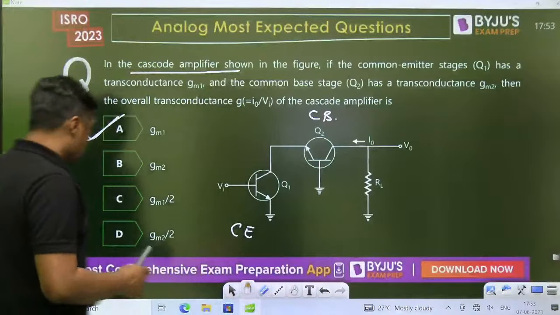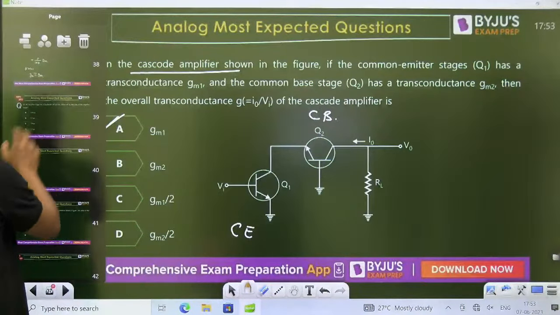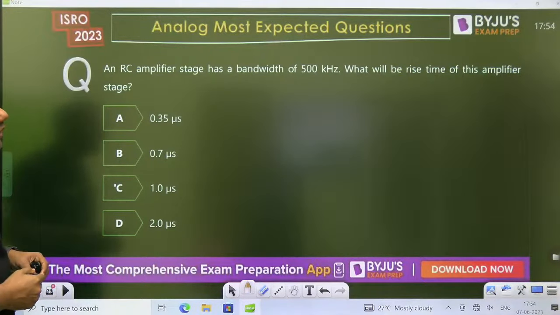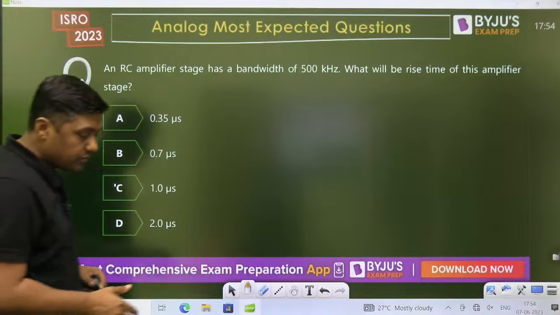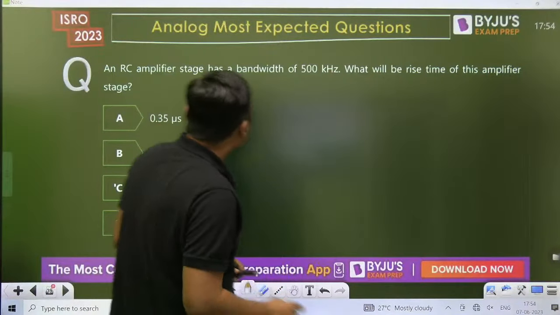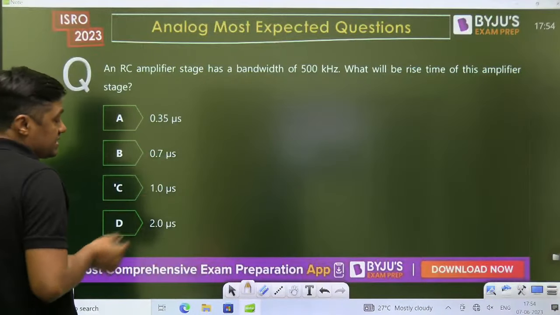These are the questions. Now quickly, rapid round, quickly give me the answer. An RC amplifier has a bandwidth of 500 kilohertz. What will be the rise time of this amplifier?